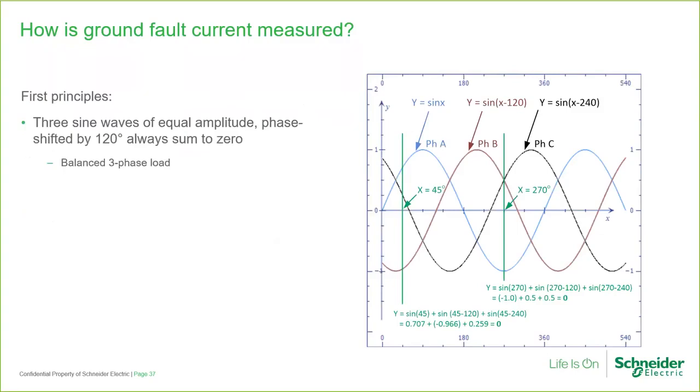Well, from first principles, 3 sine waves of equal amplitude, phase shifted by 120 degrees, always sum to 0. An example is a balanced 3-phase load. I took 2 points on the curve, one at 45 degrees and another at 270 degrees, and sure enough, the math in both cases sums up to 0. So the sum of the 3 instantaneous points is always 0 at any point along this graph.